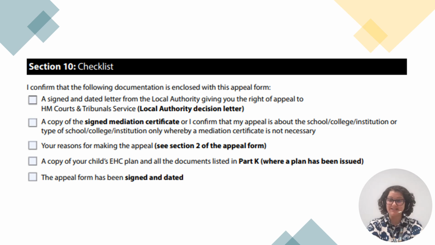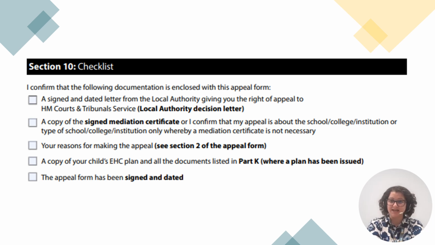So if we move on to page 11, which begins with section 10, you are provided a checklist of things to tick to check that you are ready to log your appeal. Firstly, you are asked if you have a signed, dated copy of the letter that came with the latest EHCP, which gives you your right of appeal. If you do not have this letter, you will not be able to appeal. If you have the letter, please tick the first box on the checklist.